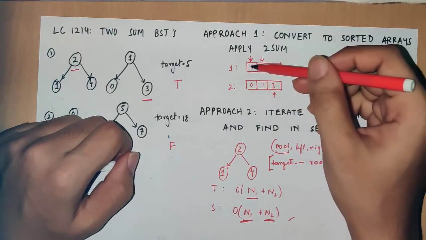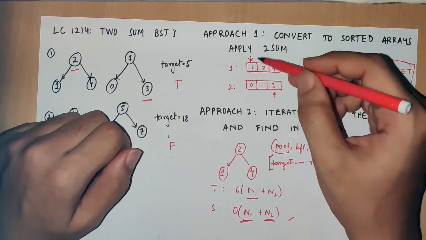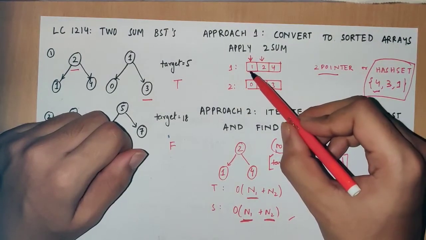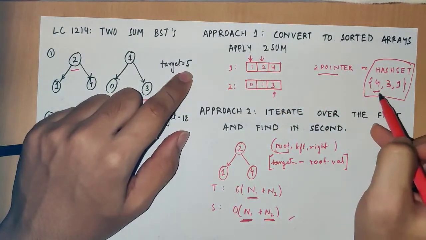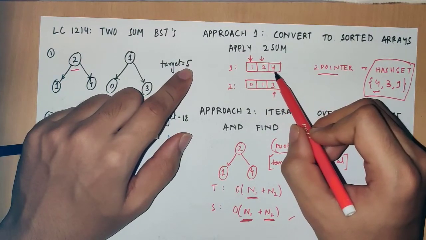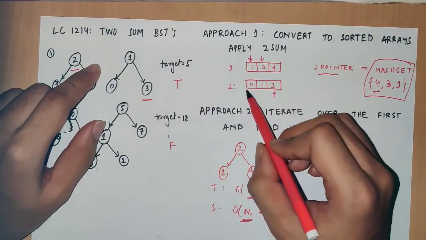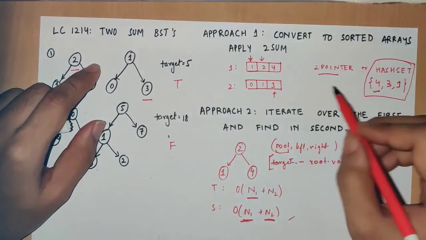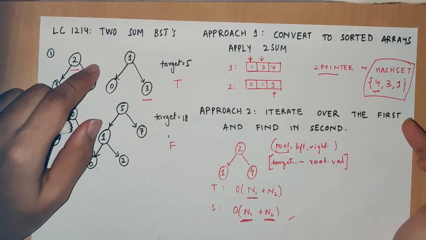Another approach is to use a hash set. We iterate over all the elements in the first array and store the target minus that value in the hash set. Suppose we iterate over 1, so we store 5 minus 1, that is 4. For 2 it is 5 minus 2, that is 3. For 4 it is 5 minus 4, that is 1. So we store 4, 3 and 1 in the hash set, and then we iterate once more over the second array and check if any of the elements, that is 0, 1, 3, are in the hash set or not. If it is there, then we return true.